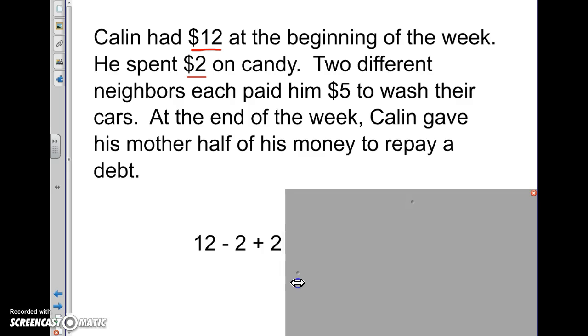He has, remember, two neighbors that each are going to pay him $5. So this 2 times 5 shows us that two times he's going to get $5 added to his total. So that takes care of that part, right?